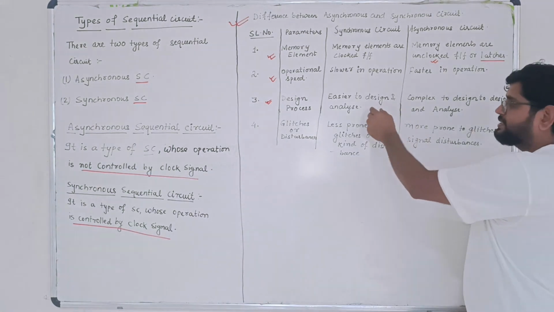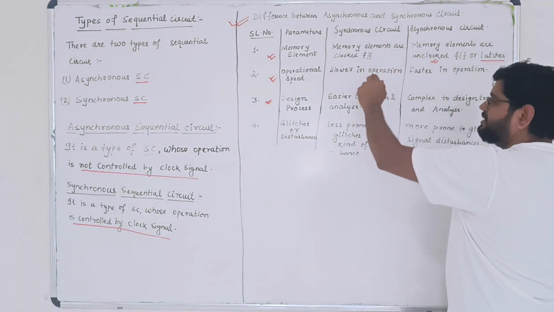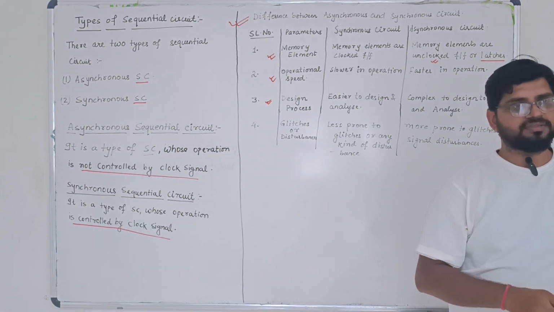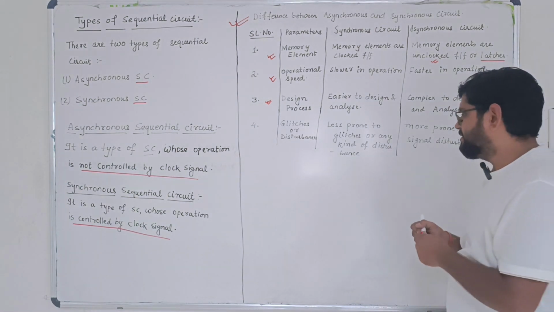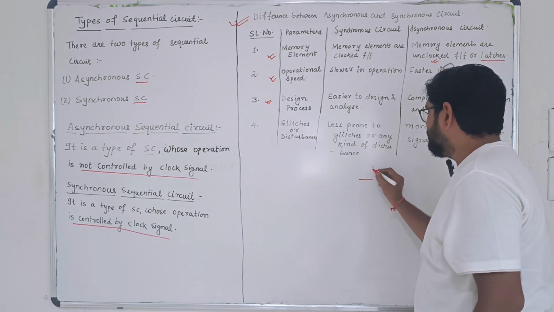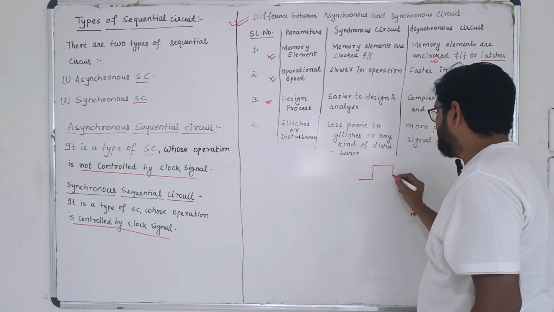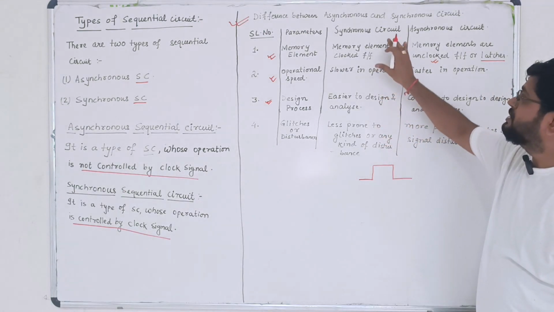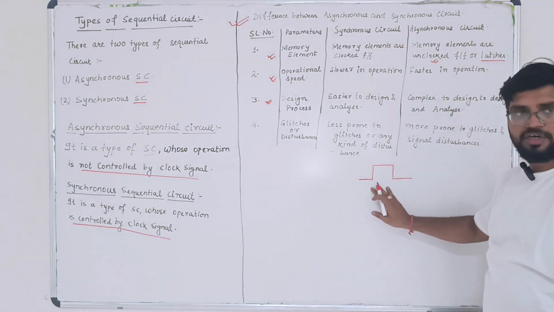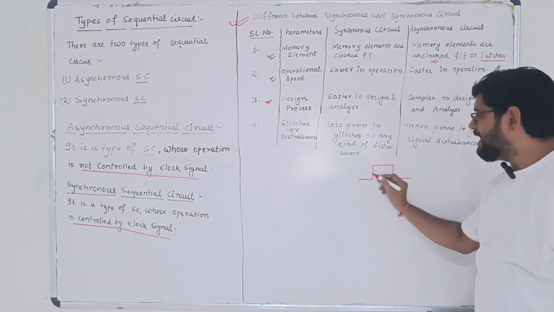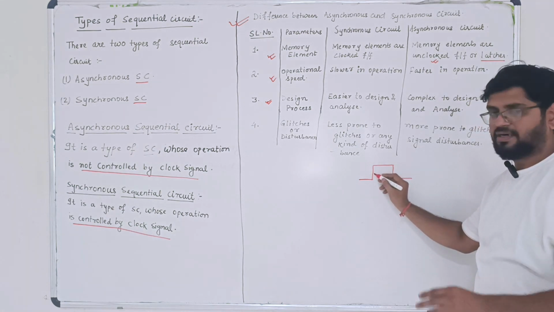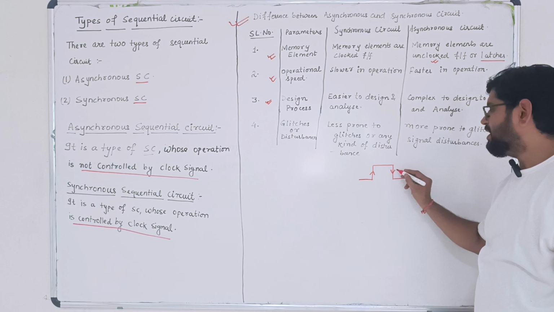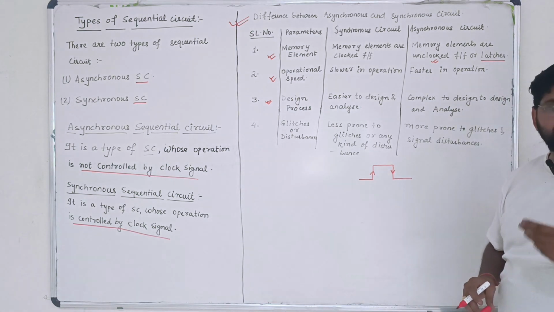If a clock signal is present in a sequential circuit, it will change state at particular positions. I'll tell you about the clock signal in the next class, but for the time being, understand that this is the clock signal. When we talk about the synchronous circuit, it is controlled by this type of signal, and it has very particular edges where the signal changes or the state changes.